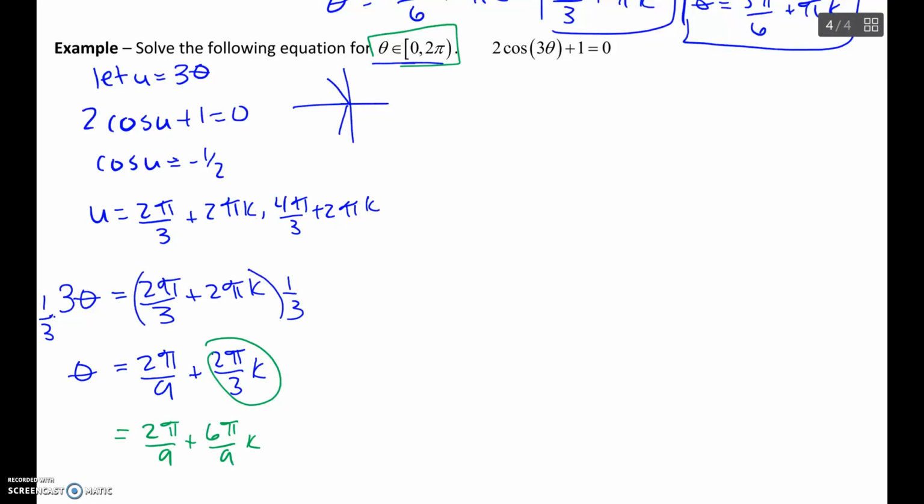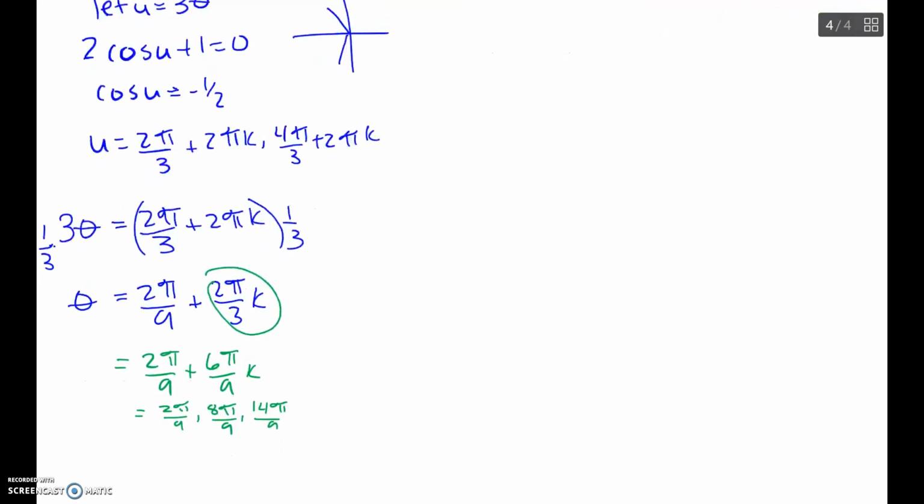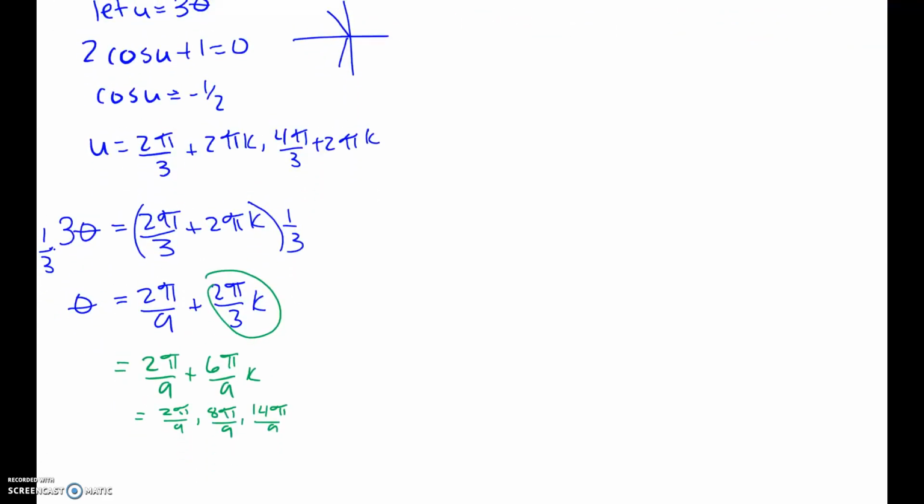So my answers for this one are 2 pi over 9. Then if I add 6 pi, we have 8 pi over 9. That's still okay. Add another 6 pi, 8 and 6 is 14 pi over 9. And then add another 6, that's going to be 20 pi over 9. So that's too big. So these 3 are solutions.